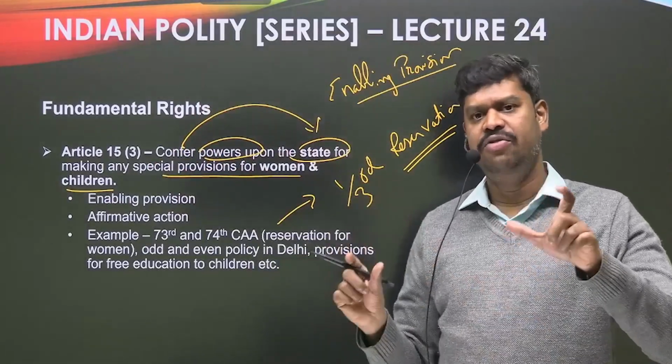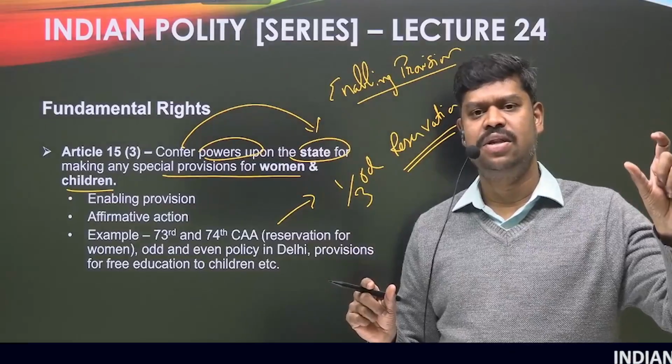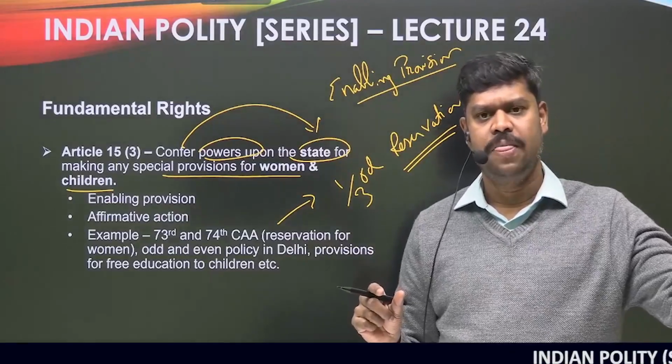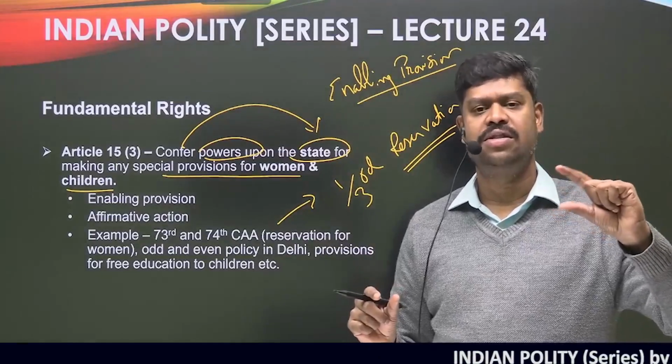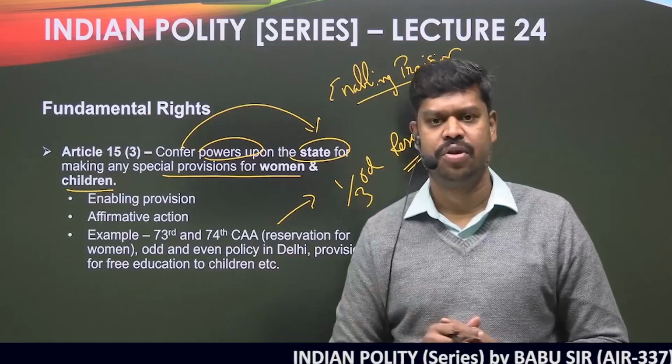So in general, Article 15 Clause 1 and Article 15 Clause 2 are based on the principle of equality before law, whereas Article 15 Clause 3 is based on the principle of equal protection of laws.